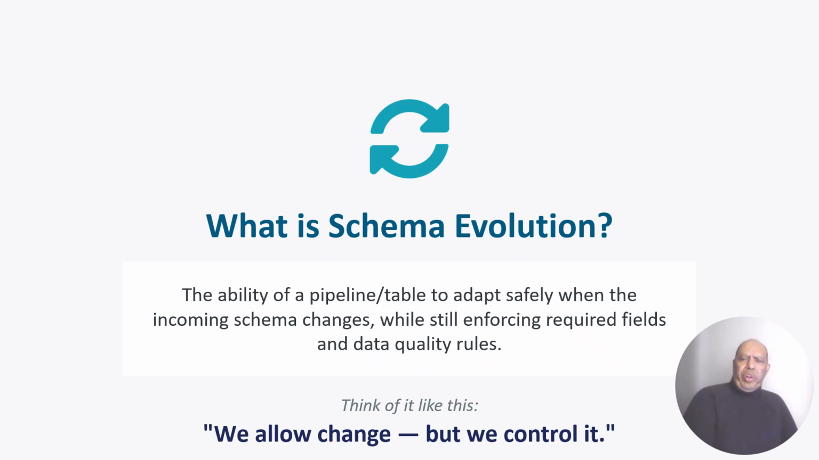You can evolve the schema, but you cannot violate the contract. This is what makes schema evolution production ready. You get adaptability without chaos. It's the difference between a brittle pipeline that breaks on every upstream change, and a resilient pipeline that adapts while maintaining quality. So let us look at the specific problem this solves.